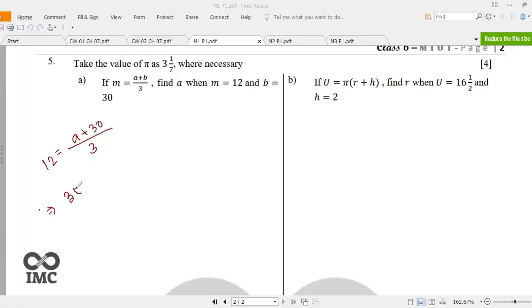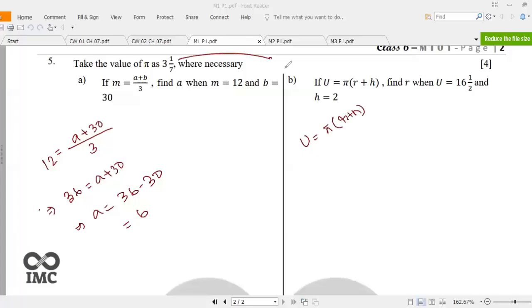12 3s are 36 equal to a plus 30. Then we can say a will be 36 minus 30. That means 6. And number b, u equal to pi into r plus h. Pi into r plus h.